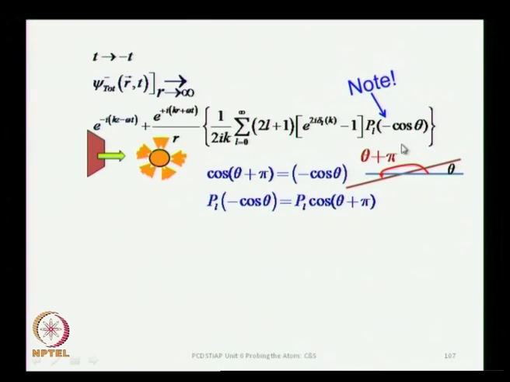So all the angles are to be measured with respect to, there is only one direction with respect to which you can measure the angles, which is the direction of the exit channel, and that is going in the other direction. So z goes to minus z, and that is contained over here, that this PL of minus cos theta is PL of cosine theta plus pi.